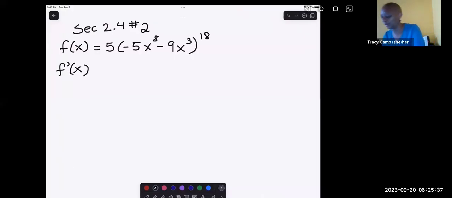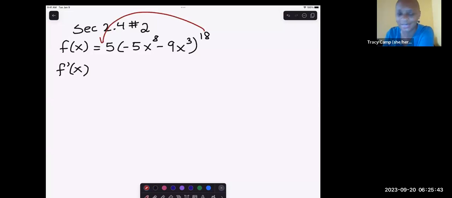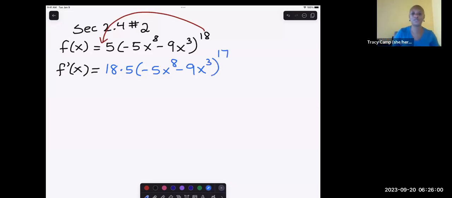So we're going to use the product rule, as in bring down this 18. So we'll have 18 times 5 times negative 5x to the 8th minus 9x cubed raised to the power of 17, right? So I just used the power rule, and chain rule says, oh, wait. It says I didn't just raise x to the power of 18. This function was not 5x raised to the power of 18.